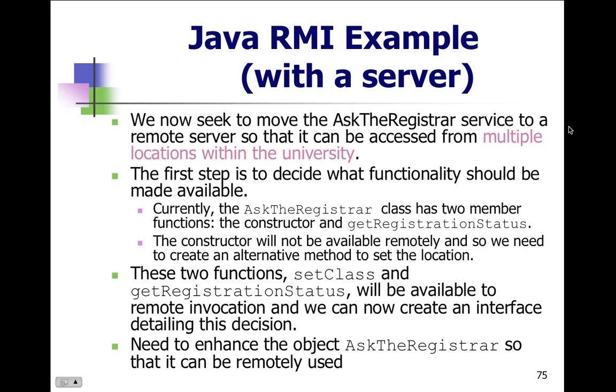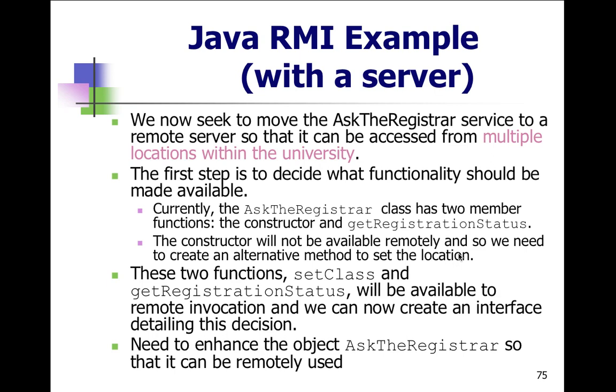So currently, the constructor will not be available remotely. And so you need to create an alternative method to set the location. So it's almost like going backwards. It's like people who never liked to write constructors, you're in luck. You don't have to write any more constructors. Instead, you make methods to set and get information regarding those data members.